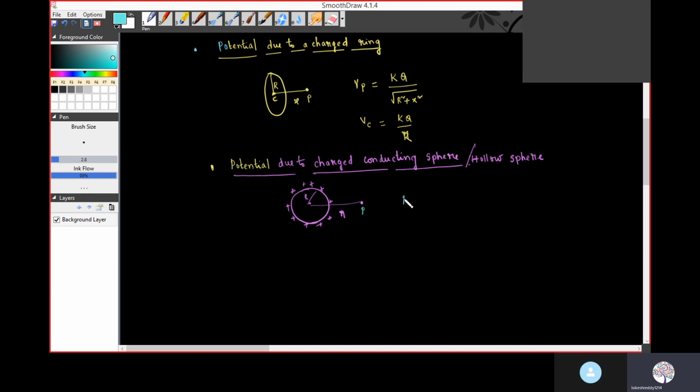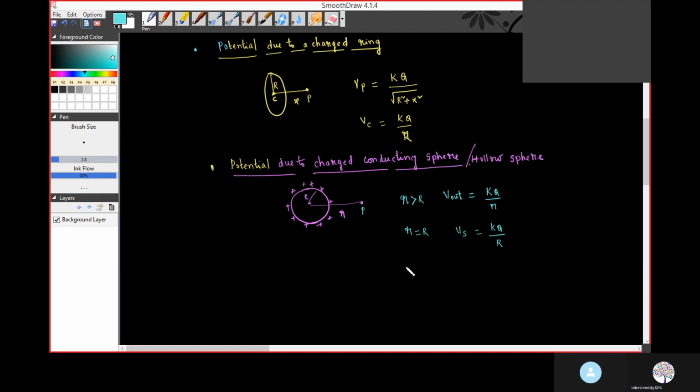Now here, for r greater than R, V out is equal to 1 by 4 pi epsilon naught, that is KQ by small r. If r is equal to R, this is the potential on the surface, which is equal to KQ by capital R.